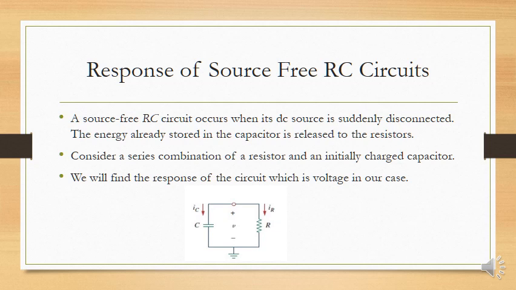So first of all, we are going to study the response of a source free RC circuit, a circuit having a resistor and a capacitor. What is the response of this type of circuit? A source free RC circuit occurs when a DC source is suddenly disconnected. What does it mean? A source was present, but we suddenly disconnected that source. The energy already stored in the capacitor is released to the resistors.